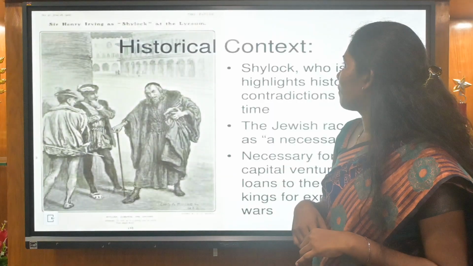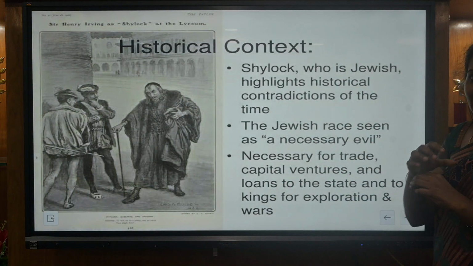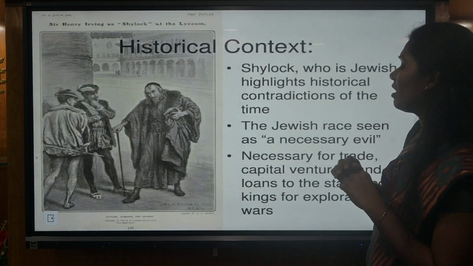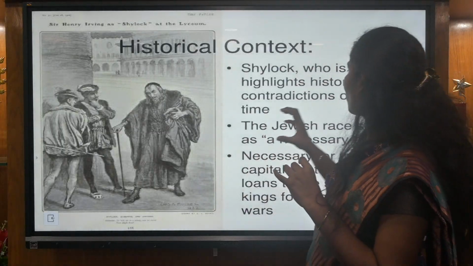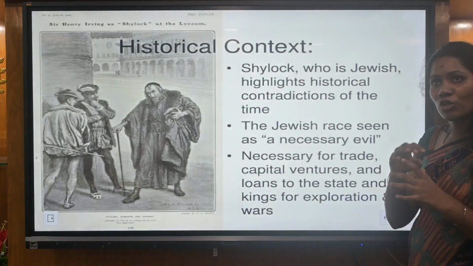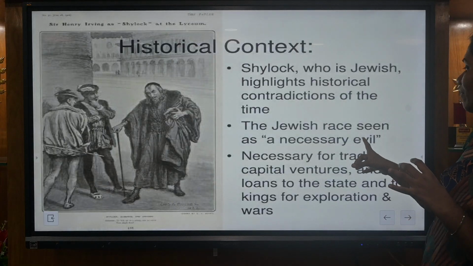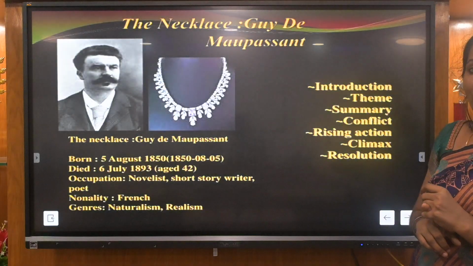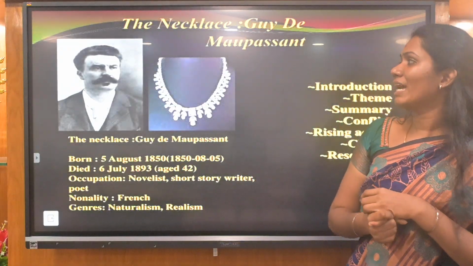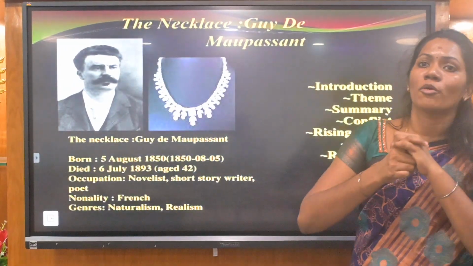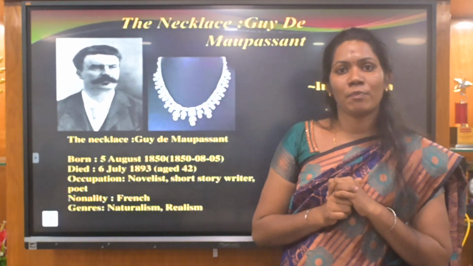Next, we are going to see Shylock, who is a Jewish moneylender. He highlights the historical contradictions of the time, the Jewish race, as well as the necessity of an evil trade. Then next, we are going to see the topic, the diamond necklace. The Diamond Necklace is a beautiful romantic story written by Guy de Maupassant.